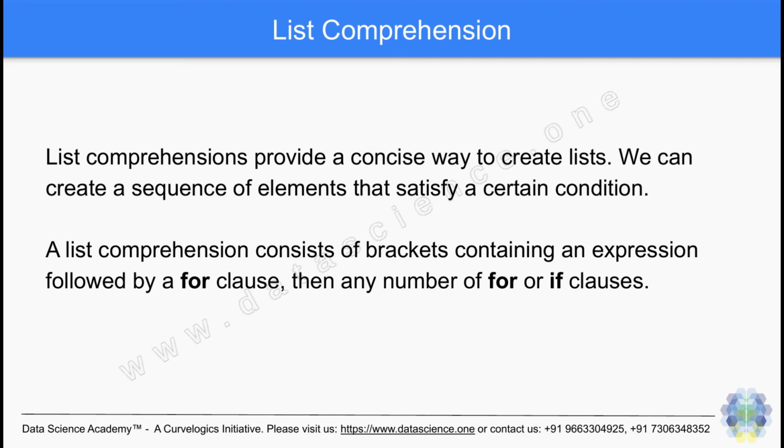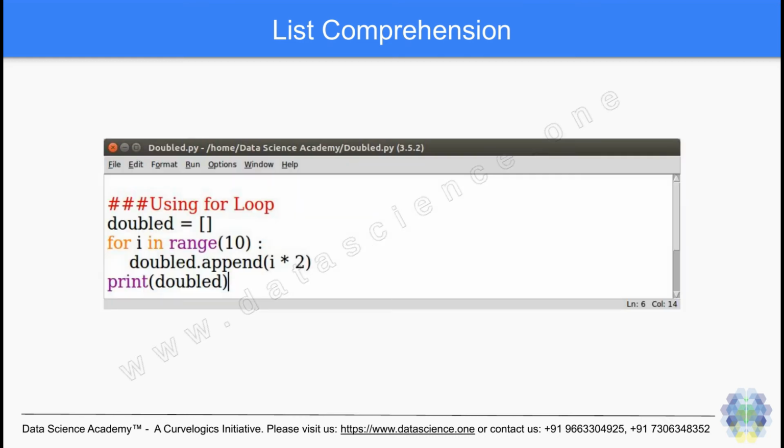List comprehensions provide a concise way to create lists. Using this technique, we can create a sequence of elements that satisfy a certain condition. A list comprehension consists of brackets containing an expression followed by a for clause, then any number of for or if clauses. To illustrate the simplicity of list comprehension, we will start by writing a script to generate doubles of the integers 0 to 9.